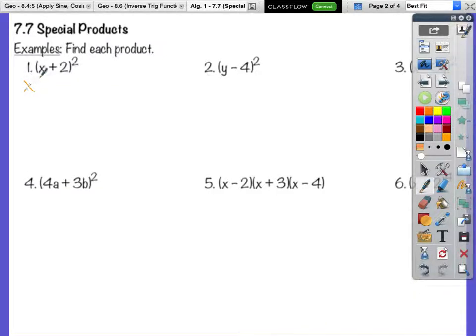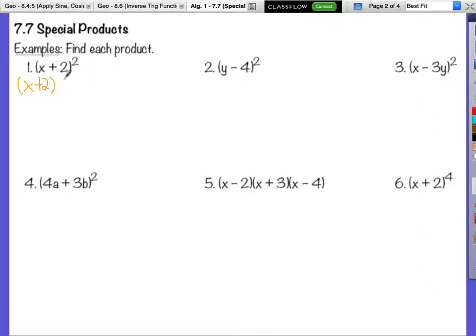So we'll do x plus 2 times x plus 2. We'll take 2 of these multiplied together. That's what squaring means. We'll take 2 of them multiplying together. Let's go ahead and write that first step down. We'll take 2 of those and we'll multiply them together.